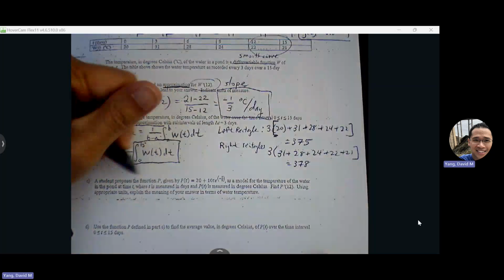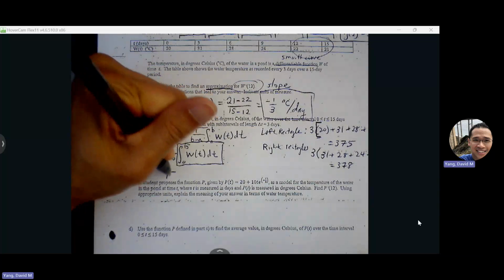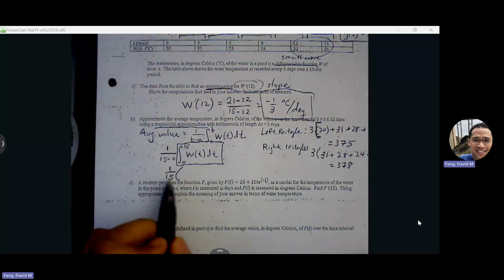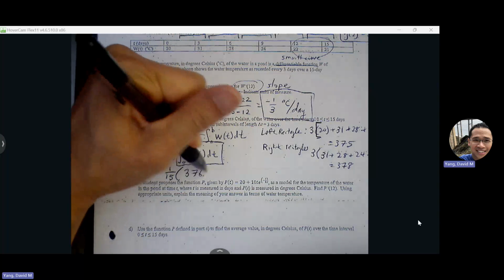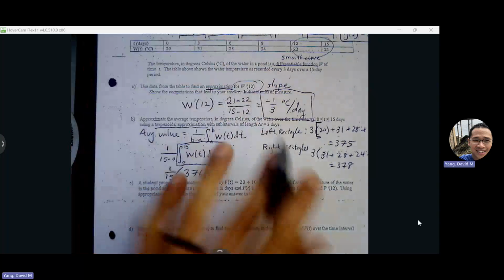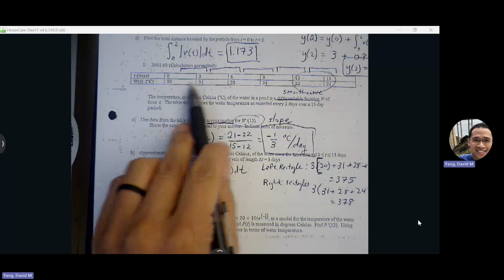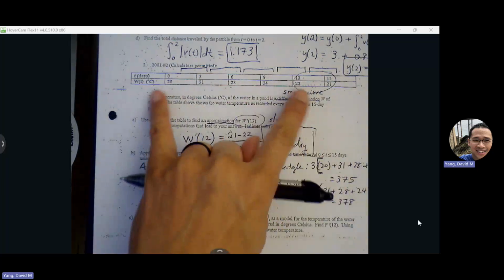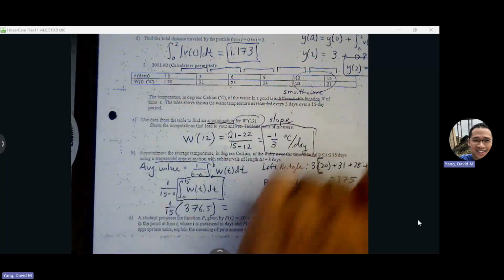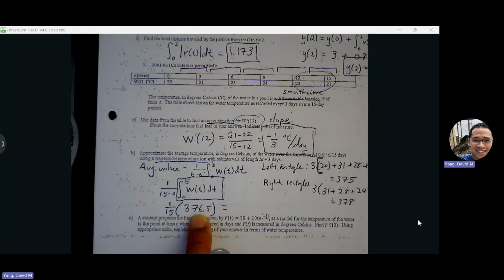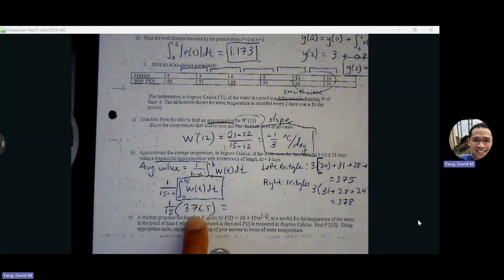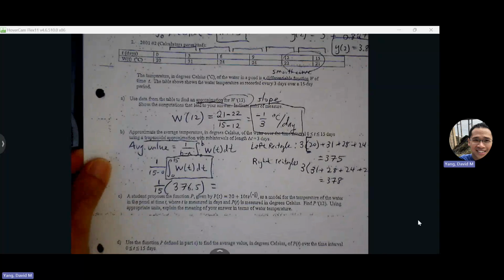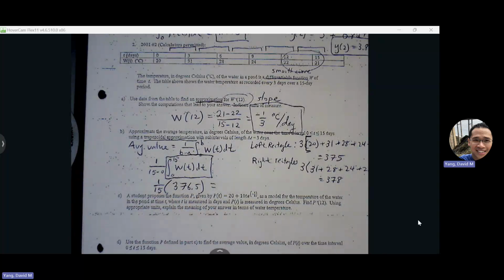376.5. Okay, but I'm trying to find the average temperature here, so I still have to include that 1/15. So 1/15 times 376.5. Now, if we're just looking at these numbers, we're expecting our average temperature to be somewhere between 20 and 31 degrees, right? So if you present your answer as 376, you know something is off. All these temperatures are between 20 and 30. It doesn't make sense that our temperature should be 376 if they're only hovering between 20 and 30. So we still have to divide by 15.